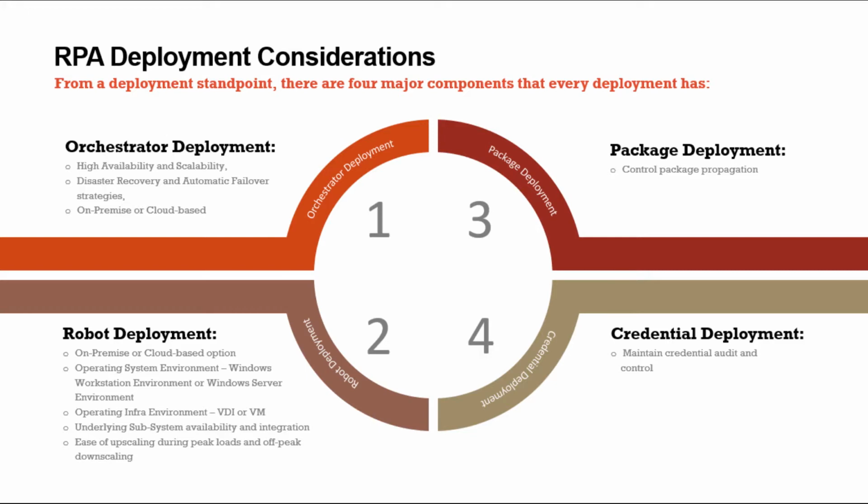The second is the robot deployment. When we say robot deployment, it pertains to the operating system that is going to be used. It pertains to the prerequisites that are required for running your subsystems, systems that are going to be used for your processes. Are all the prerequisites met or not? Even the robots have some prerequisites in terms of hardware requirements and software requirements, and things like that.